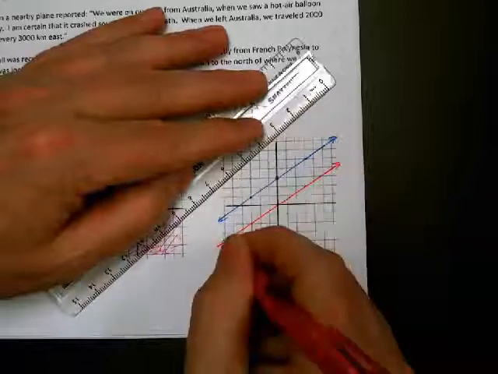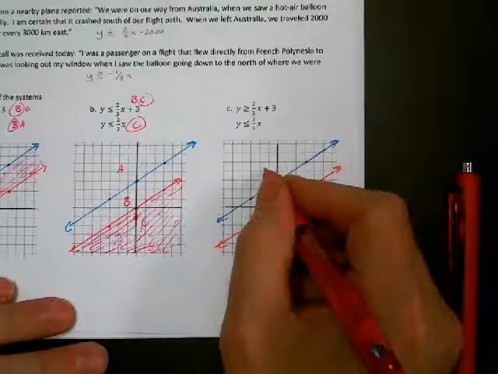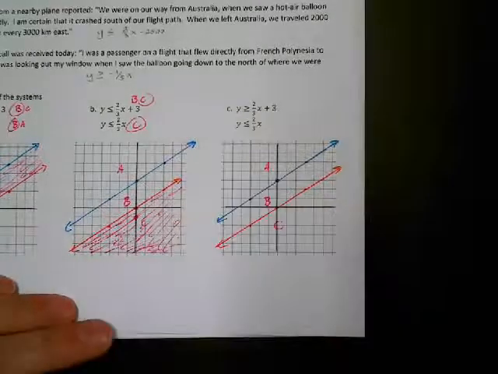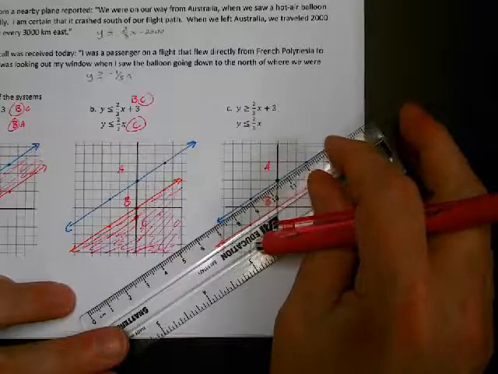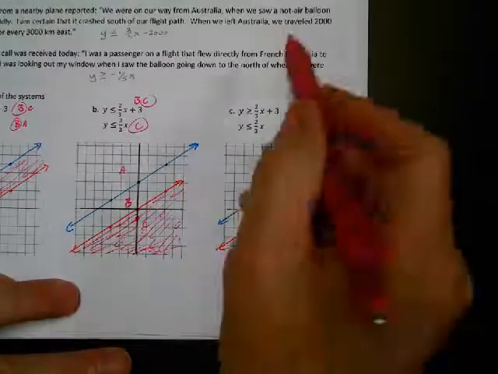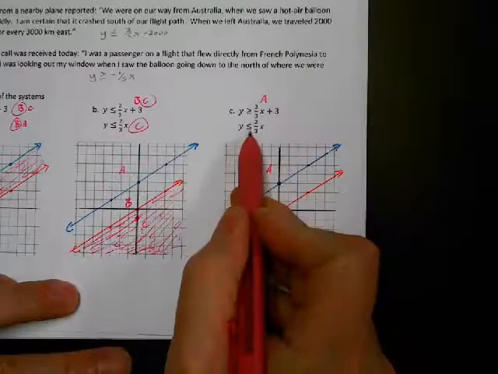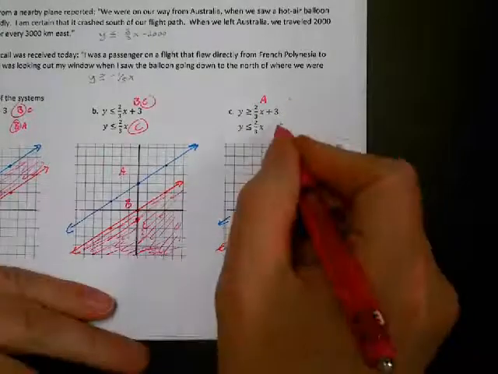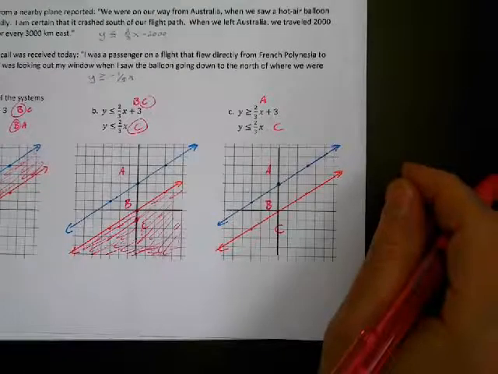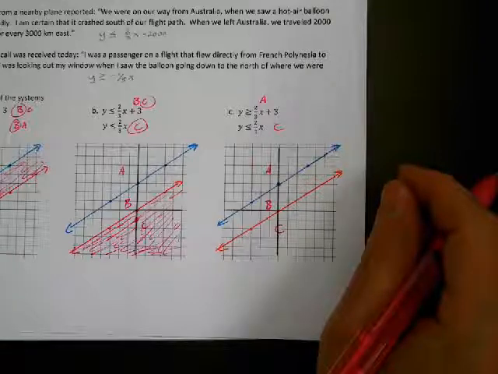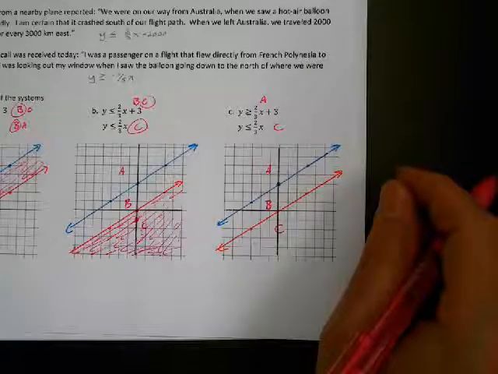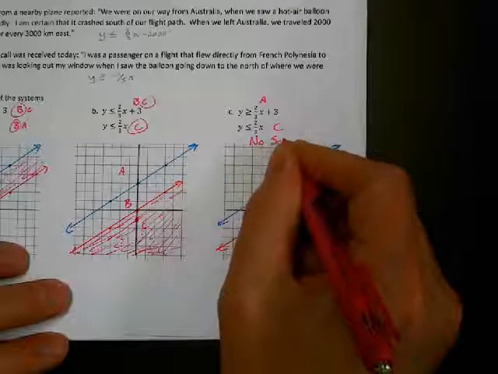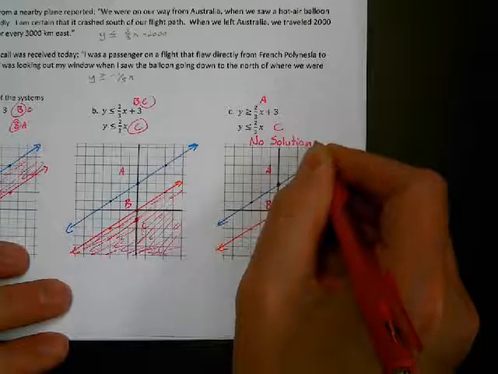We got A, B, and C. This one, the blue one, says greater than the blue one. So that's only section A. This one says less than, and less than is down here. That's only section C. There's no shading because there's no solutions. They don't have any regions that work for both of them. So we would say no solutions. There's no regions that work for both of those inequalities, so therefore there are no solutions to the system.